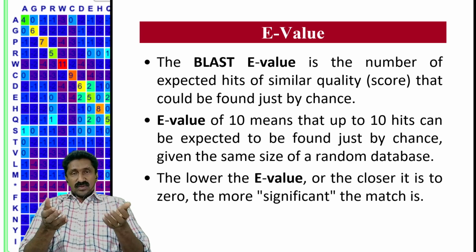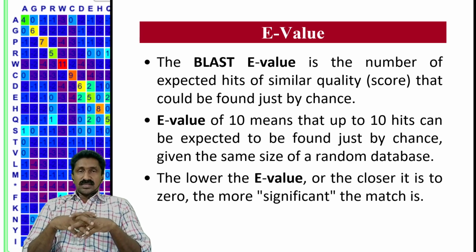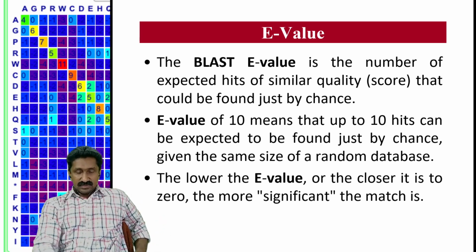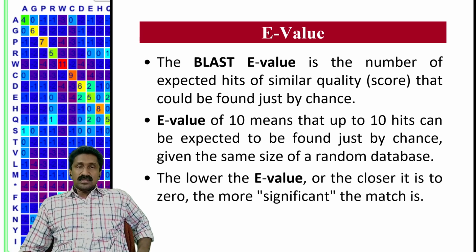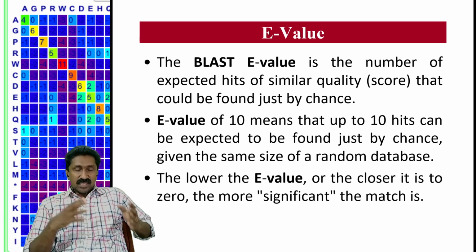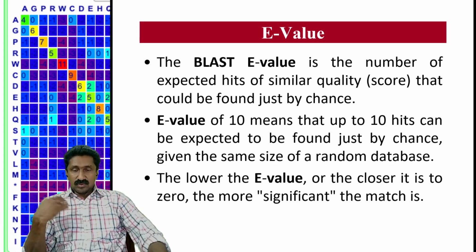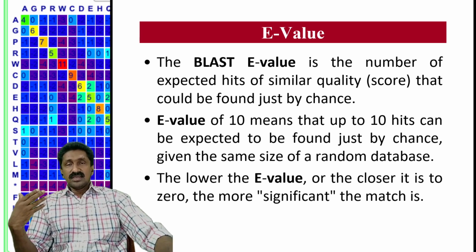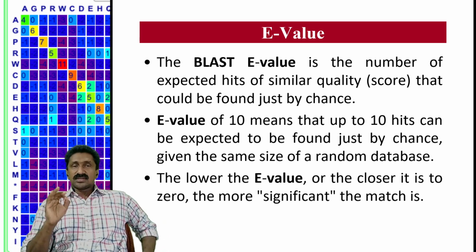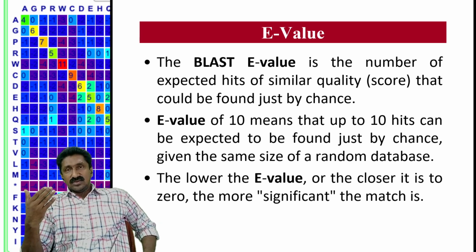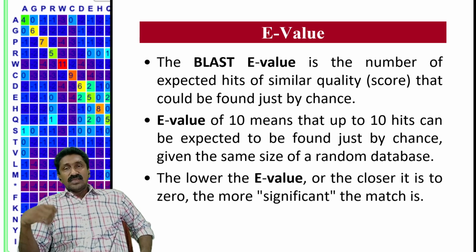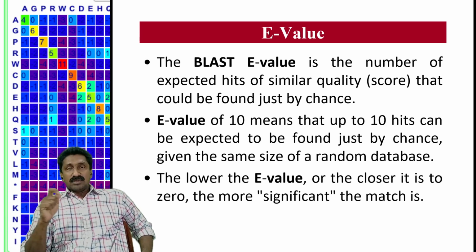Anyway, you are getting a significance value for every statistical procedure, even a p-value. You are comparing your result with another result that might have occurred by chance. If the same result can occur by a random event or a chance event, then you can't say that your value is significant. So the e-value is the number of expected hits of a similar quality or similar score that can occur by chance. If the e-value is higher, that means your alignment is not good.